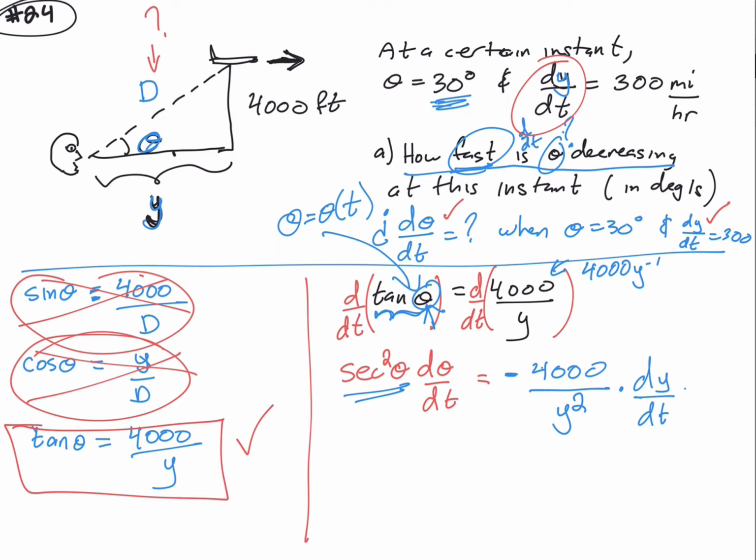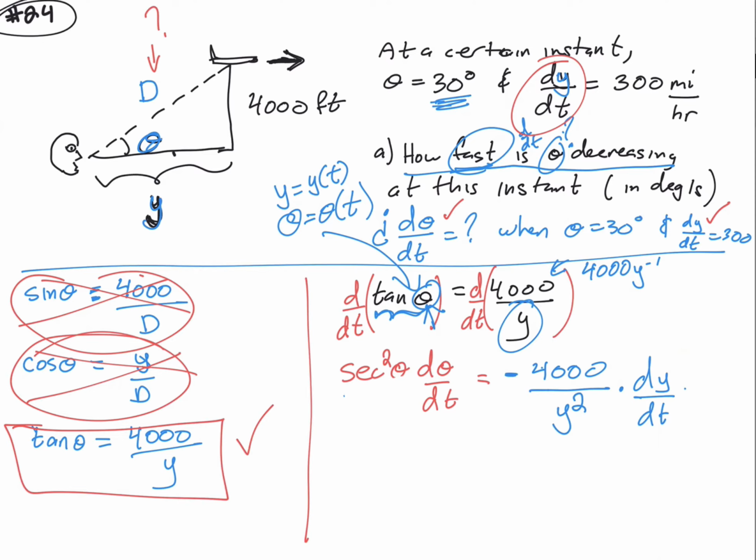So then why is it that we end up with a dy over dt here? Well, because you get the derivative of y, and y is also a function of t, because both theta and y are changing as t changes. Does that make sense? Yeah? Okay. So good question.